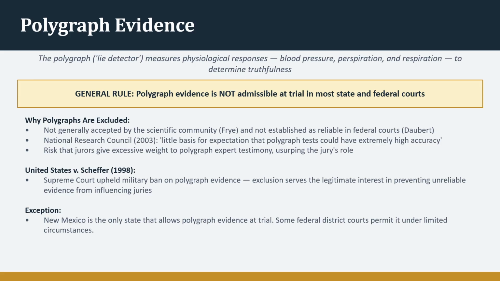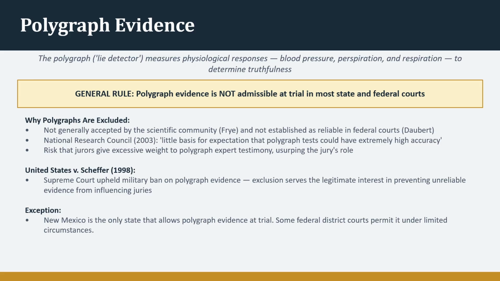The one exception worth knowing: New Mexico is the only state whose Supreme Court has ruled that polygraph evidence is admissible at trial, subject to the trial judge's discretion. A handful of federal district courts have also permitted polygraph evidence under limited circumstances, typically when both parties agree to its admission. But these are exceptions to a very firm general rule.